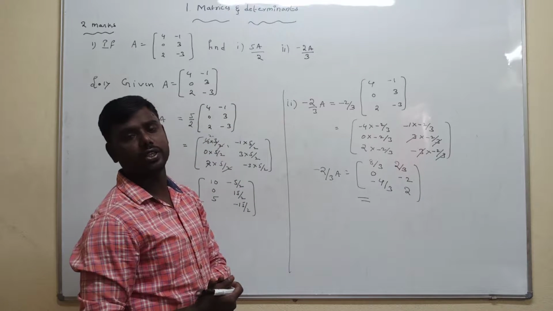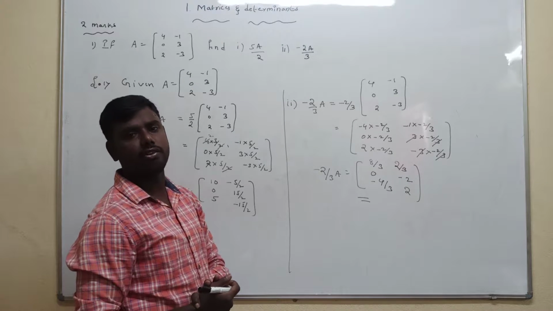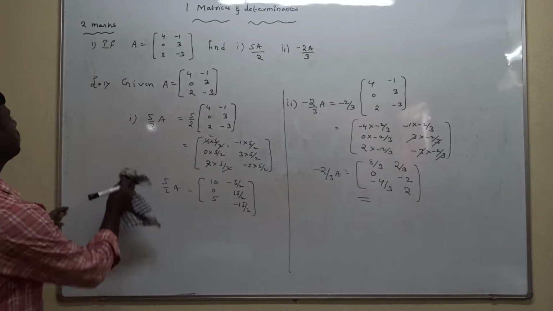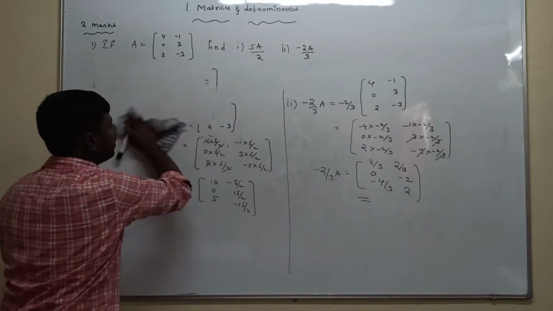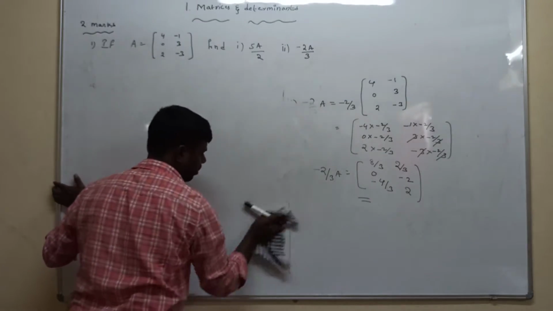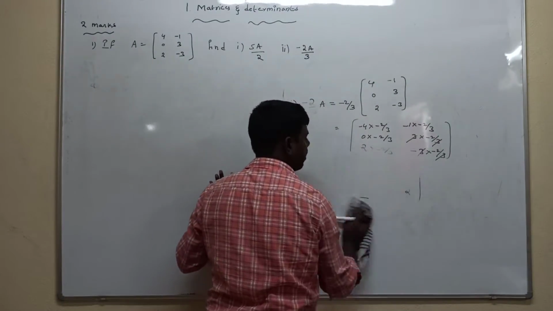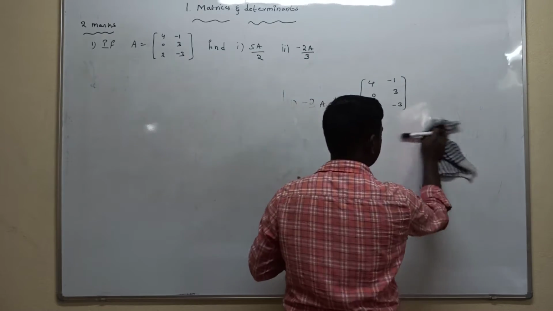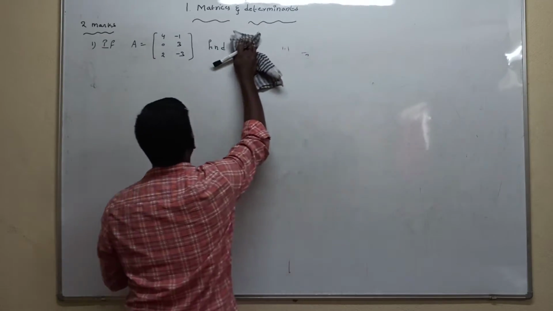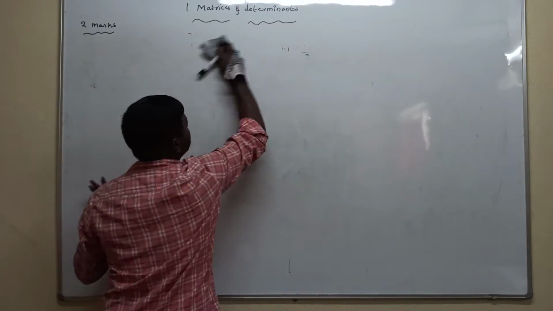You understood how to find the scalar multiplication of a given matrix. Next we are going to the second problem. I think you are understanding this question. Next we are discussing the second question. A very easy, simple question. Whenever scalar multiplication of a matrix is given, each element is multiplied with the scalar element. Next one is the second one.